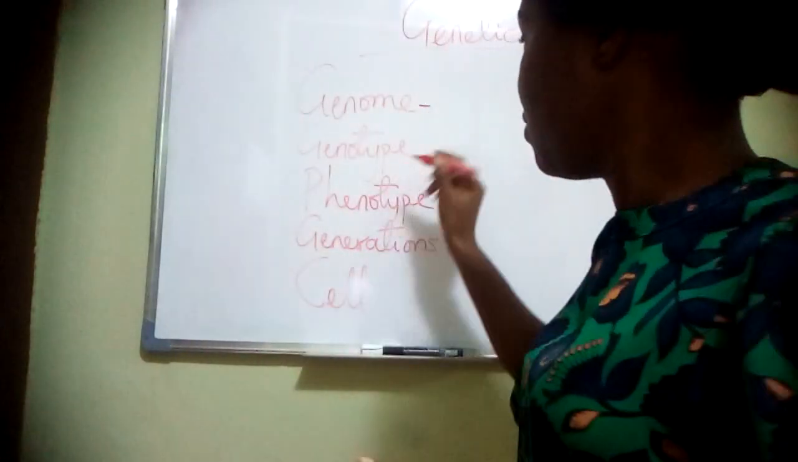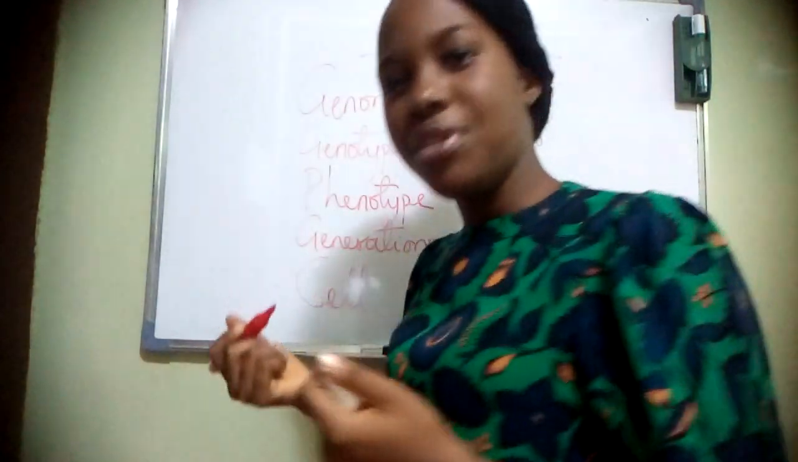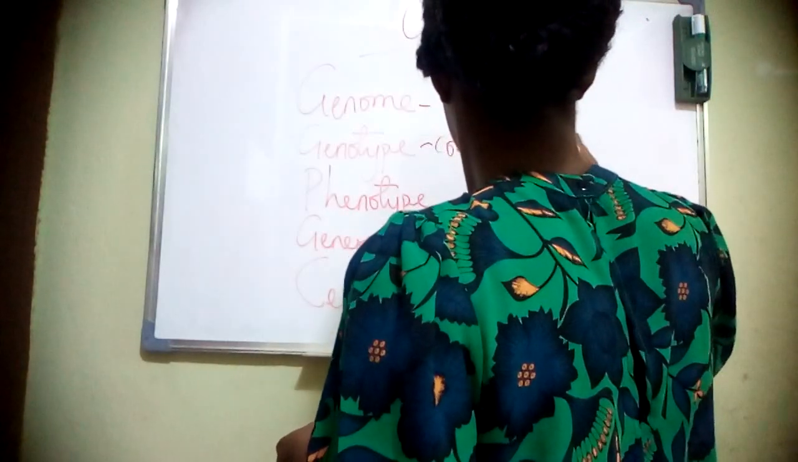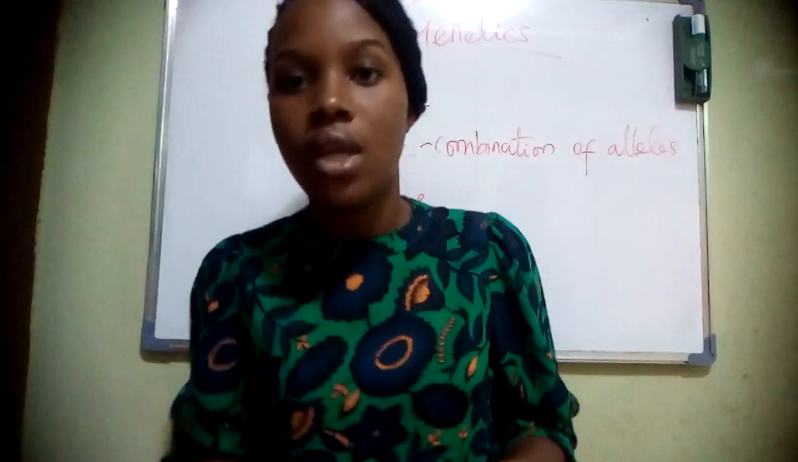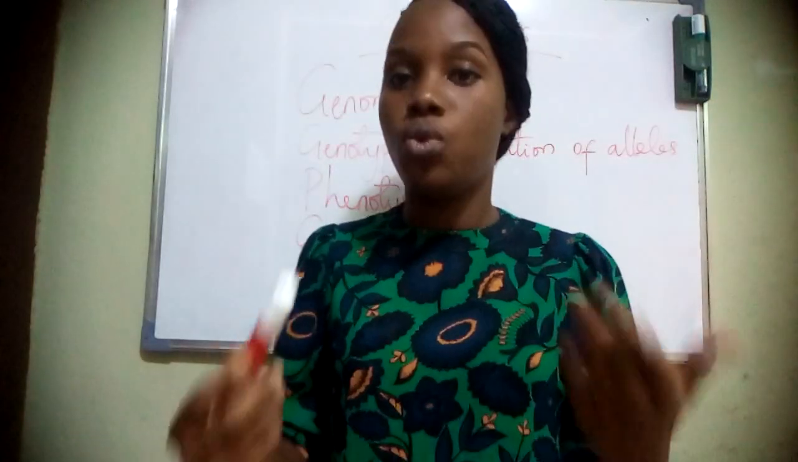And then we have the genotype. The genotype is simply the combination of alleles in an organism. It is the genotype that determines how that organism will look.